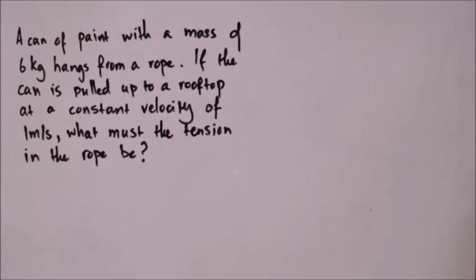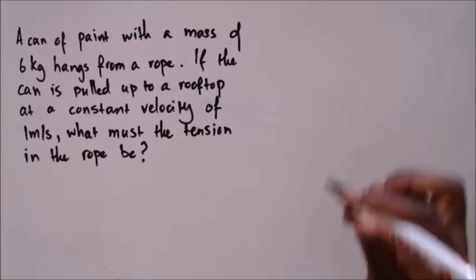So in this particular example, we are told the following. A can of paint with a mass of 6 kilograms hangs from a rope. If the can is pulled up to a rooftop at a constant velocity of 1 meter per second, what must the tension in the rope be? A good tactic is straight away to draw a free body diagram for this can.